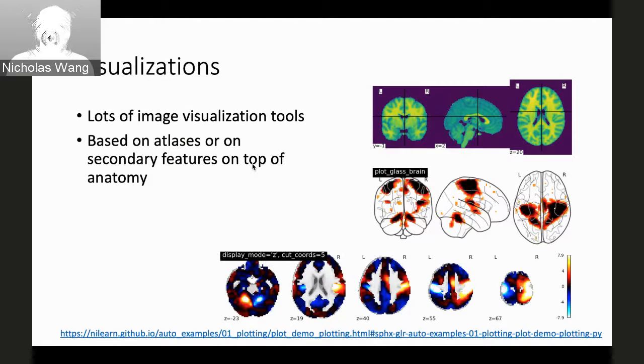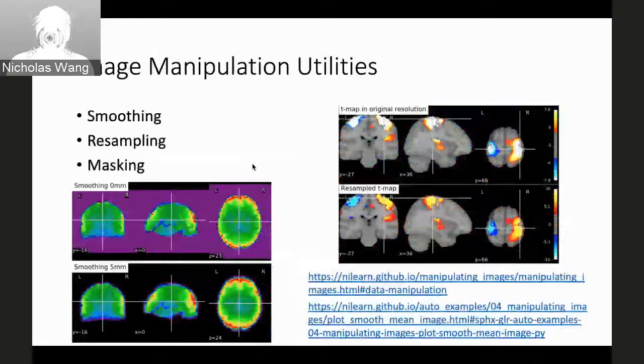And also further down the line, if you need to present it to a clinician or in a paper, these are some nice imaging visualization tools. There's also a lot of image manipulation utilities I found for smoothing, resampling, masking. Oftentimes when you get in these different modalities, they will be at different resolutions, because it has different costs to sample under different protocols.